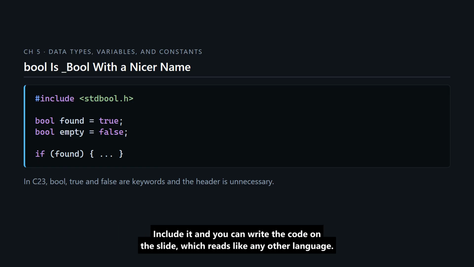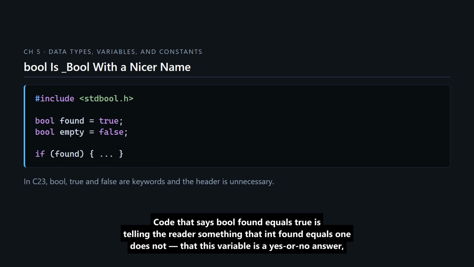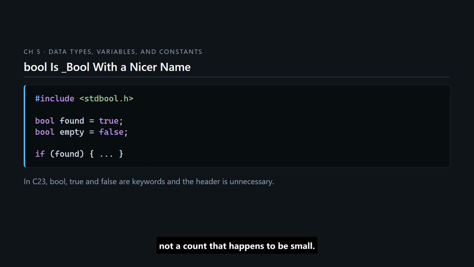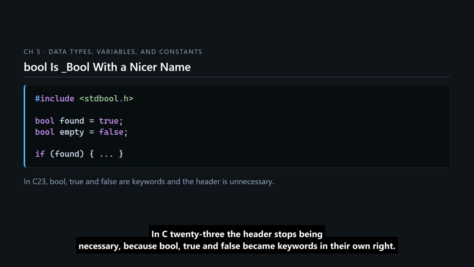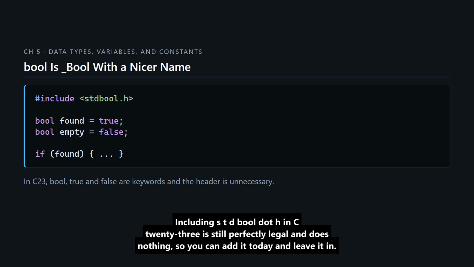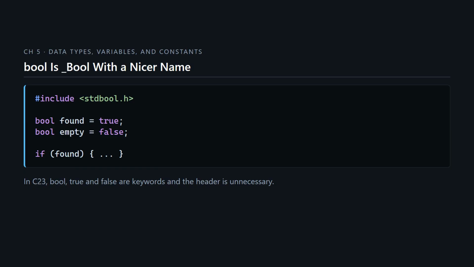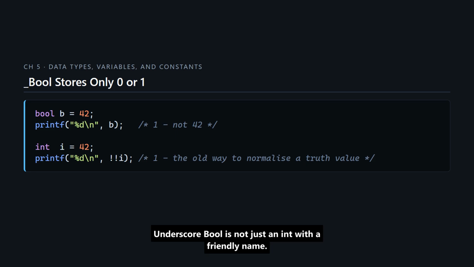Include it and you can write the code on the slide, which reads like any other language. Use it. Code that says bool found equals true is telling the reader something that int found equals 1 does not: that this variable is a yes or no answer, not a count that happens to be small. In C23 the header stopped being necessary because bool, true and false became keywords in their own right. Including stdbool.h in C23 is still perfectly legal and does nothing, so you can add it today and leave it in.